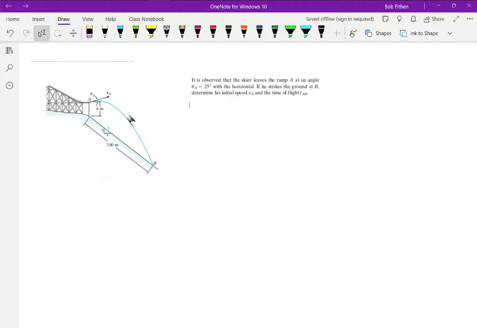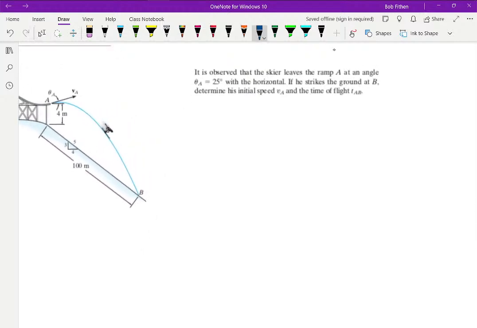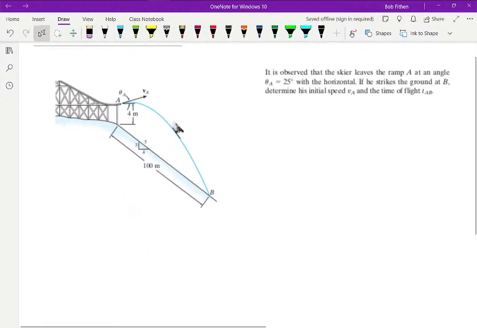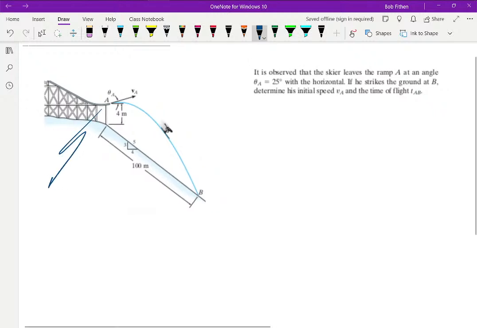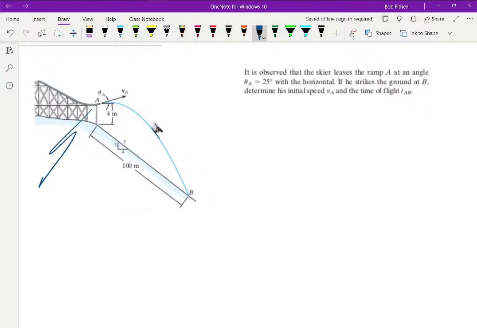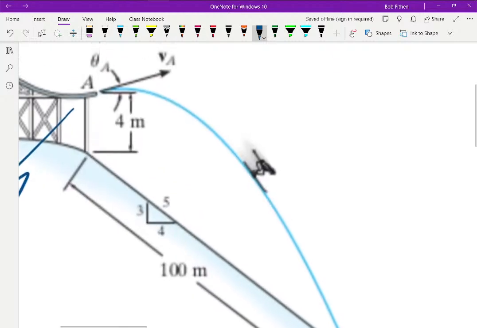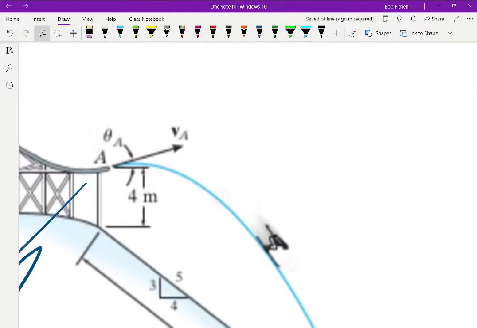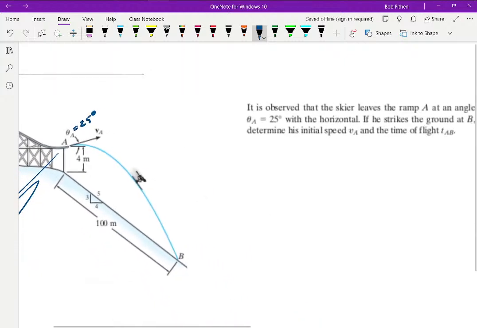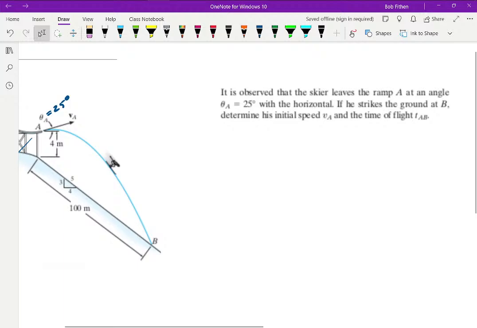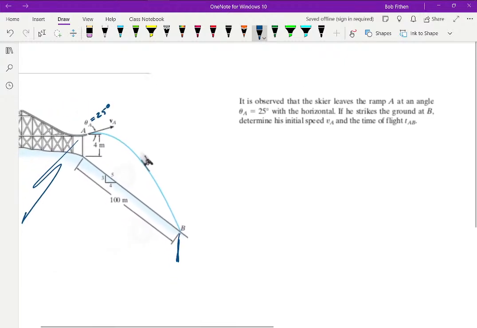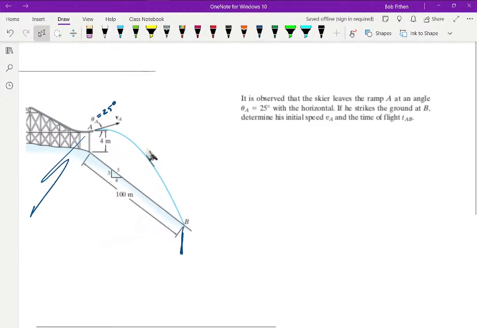So it says, it is observed the skier jumped off the ramp A, which this is the ramp A right there, at an angle of 25 degrees. So go ahead and just say it's 25 degrees. If he strikes the ground at B, which is right down here, determine his initial speed and the time of flight. Okay.